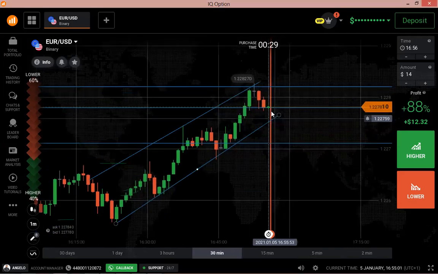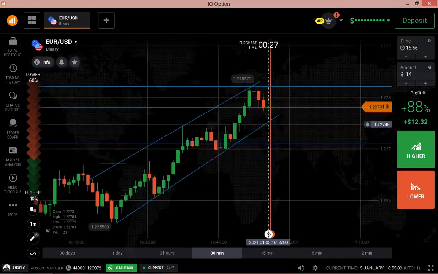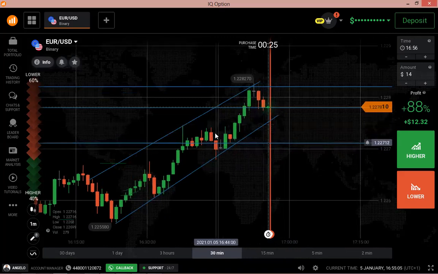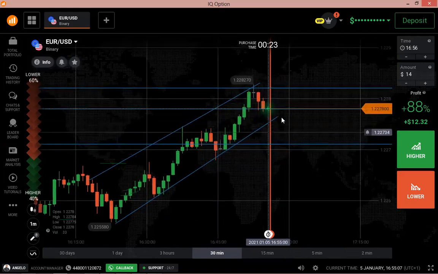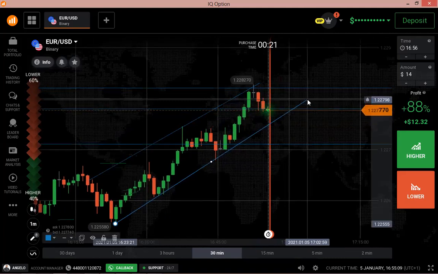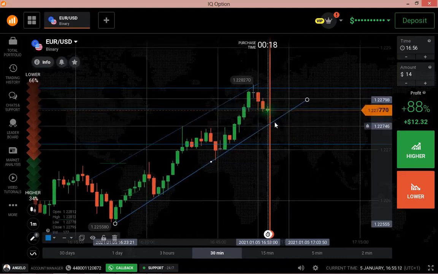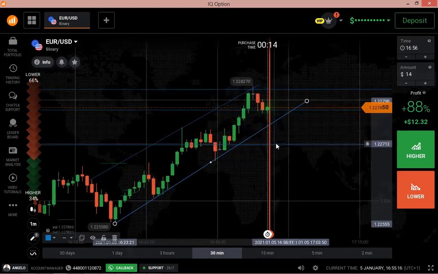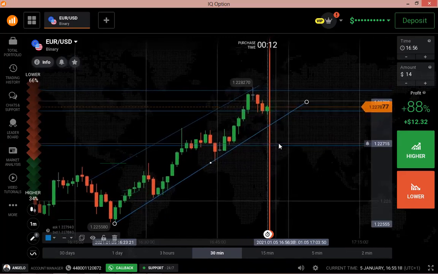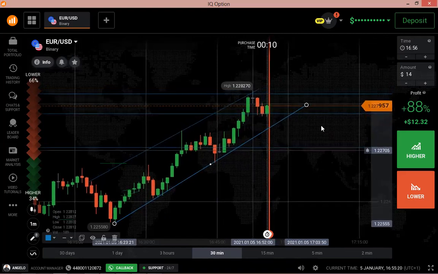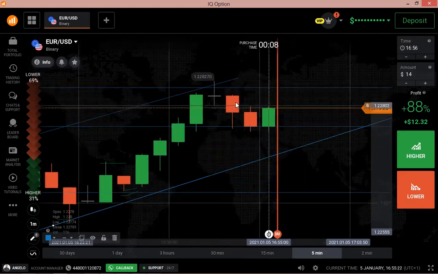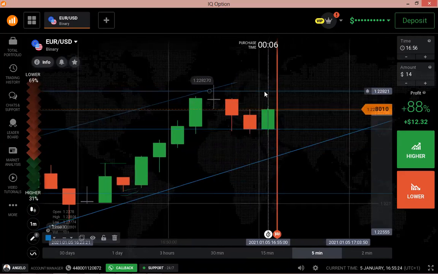So what you are expecting now is a breakout of this lower trend line. Previously, they failed to break this lower trend line. I think now this is the time they should break this trend line. The sellers will break this trend line. So if they break this trend line, they're going to stop here. So no matter what happens, buyers will still try to push the price higher.